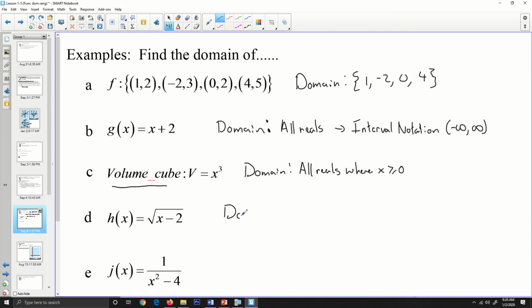So our domain for this thing is going to be all reals where x is greater than or equal to 2.